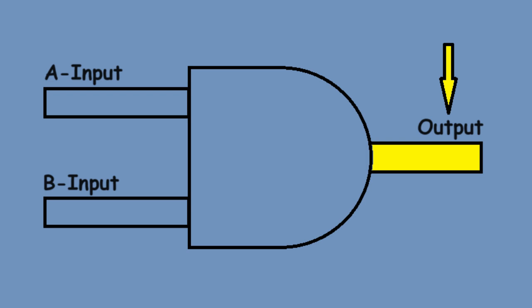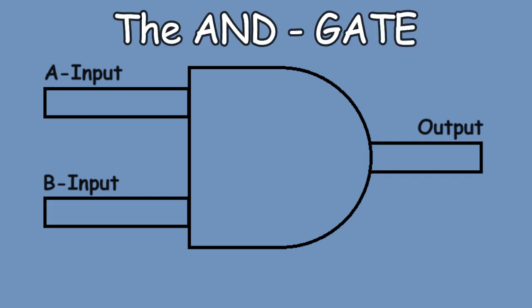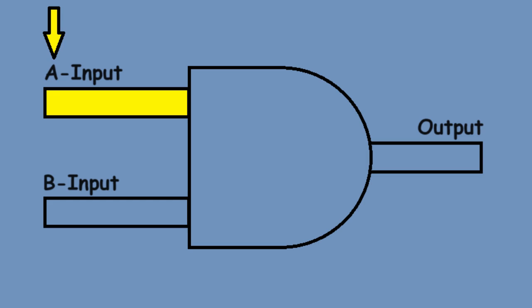In order to get a high or true state on the output side of an AND gate, AND logic dictates that you must have both input A and input B high or true. Let's build a complete truth table to represent the AND gate. Let's start with the first section of our truth table, a grid that will contain all the possible high and low states for input A and input B.